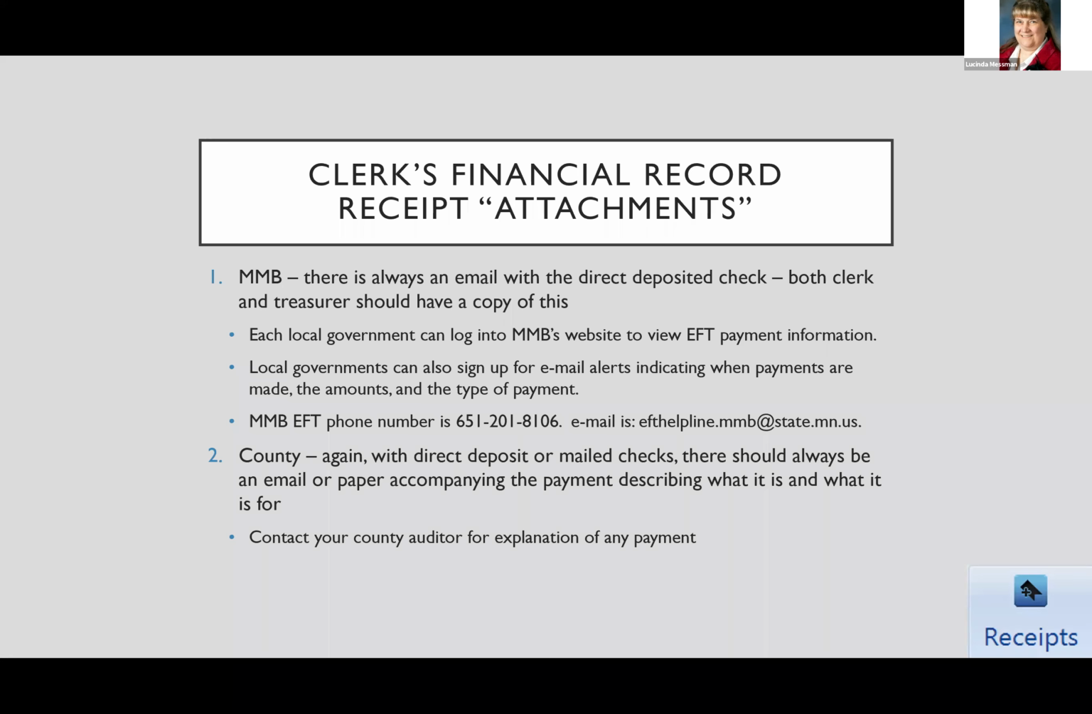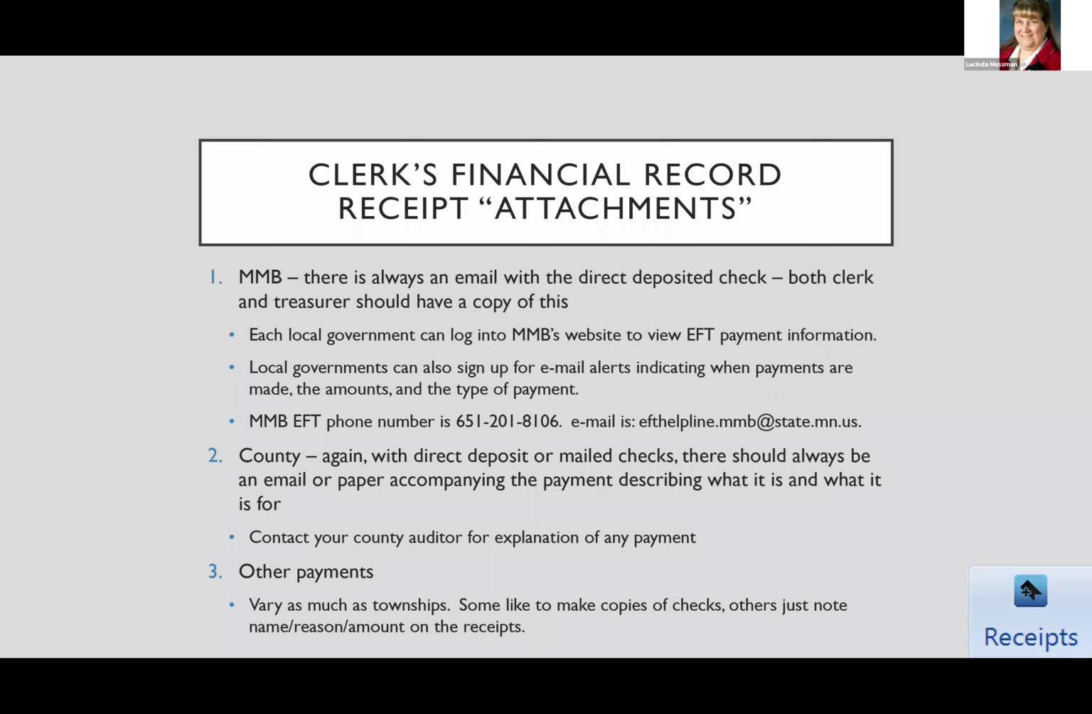If you get money from the county and you just get a check and there's no explanation, contact your county auditor and ask them. That is their job, is to make sure that they give you the information you need to do your job. And you need to know where this money came from and what it's for. There are other payments, and those vary greatly. It could be the $2 filing fee. It could be that somebody came in and bought a culvert or a mailbox stand or whatever else your township does to help people.